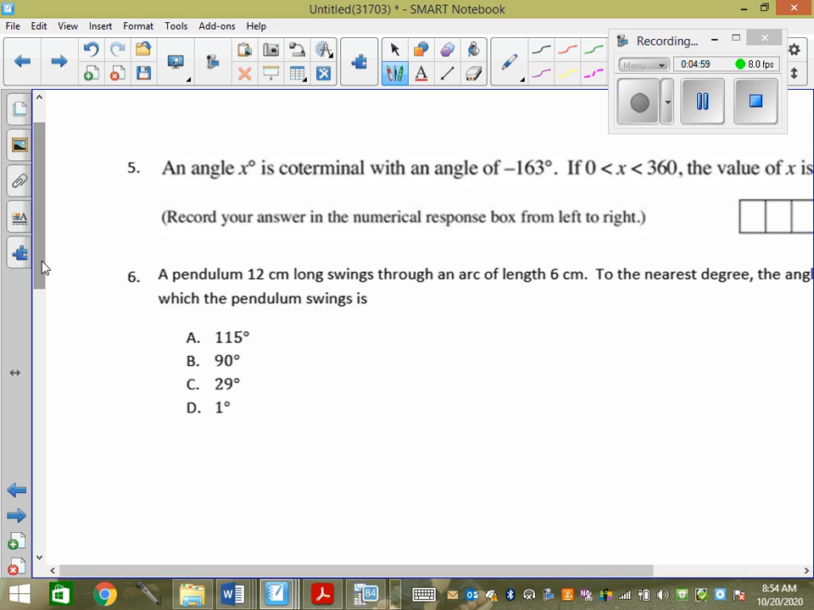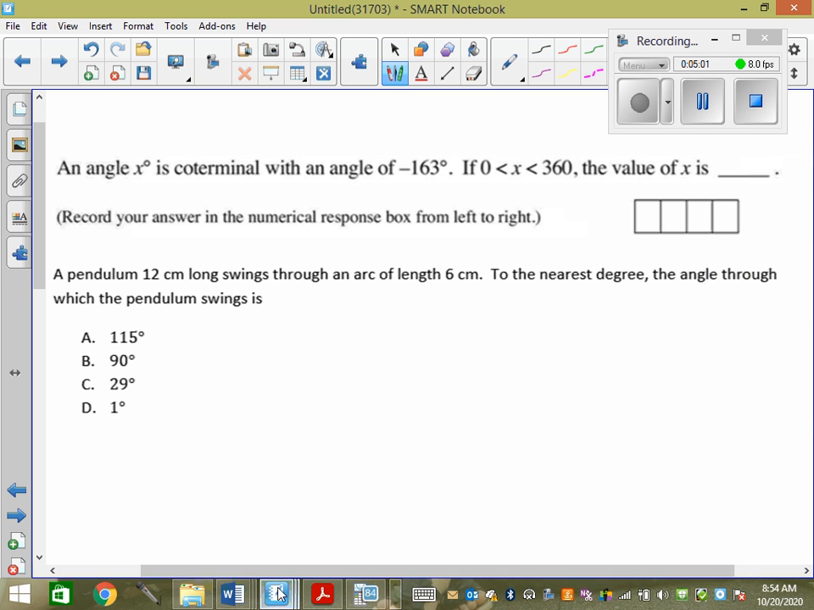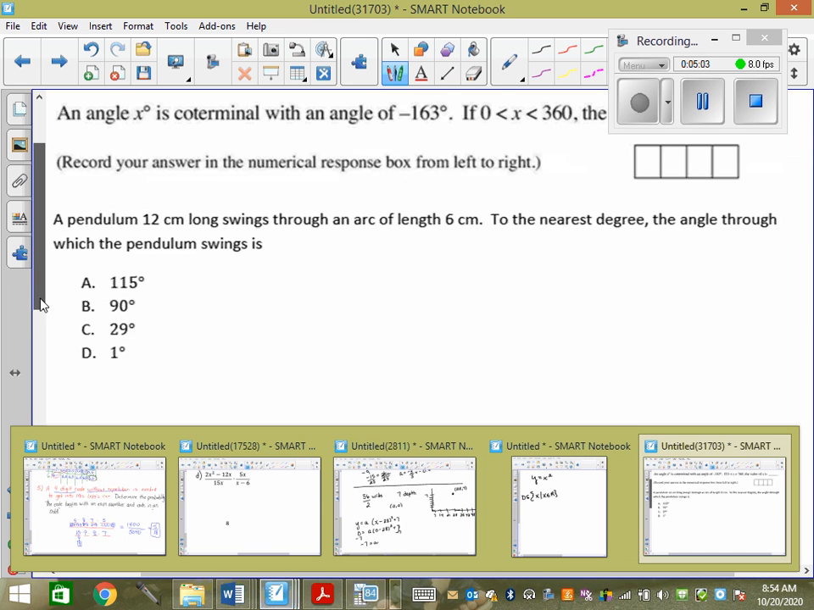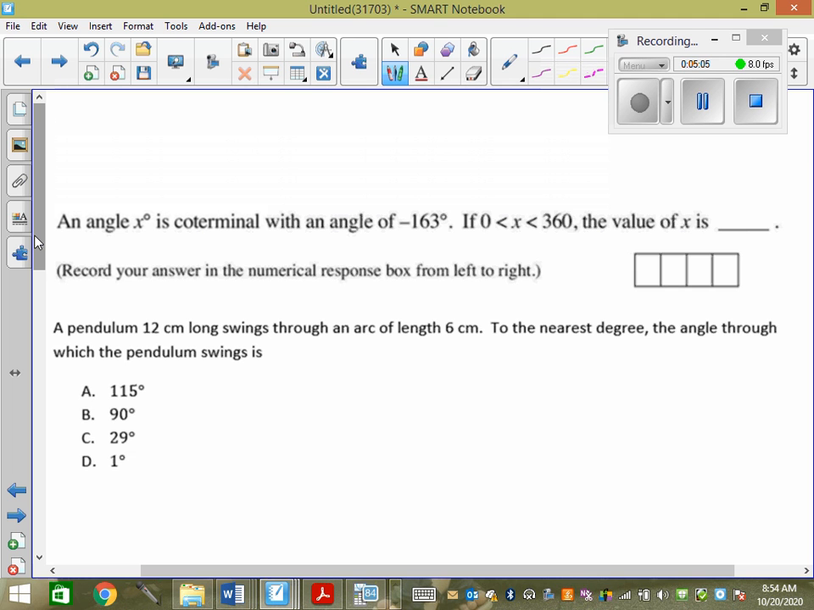Okay. An angle theta is coterminal with negative 163 degrees, between 0 and 360. So we go 163 degrees plus 360, and we get what? 197? And 197 falls between 0 and 360, so we're good.